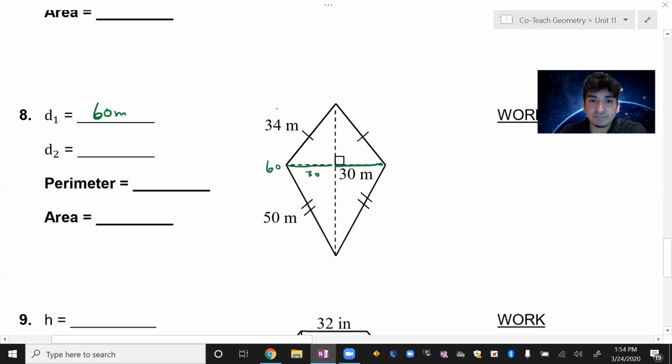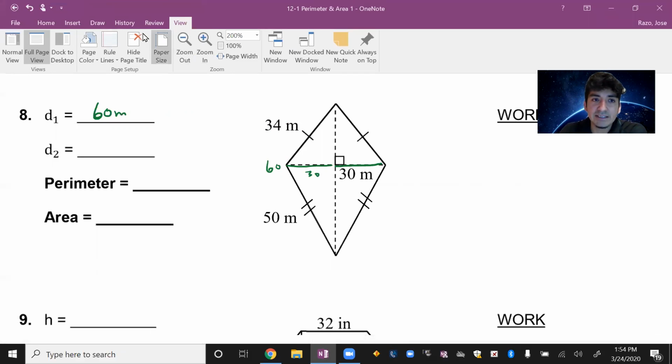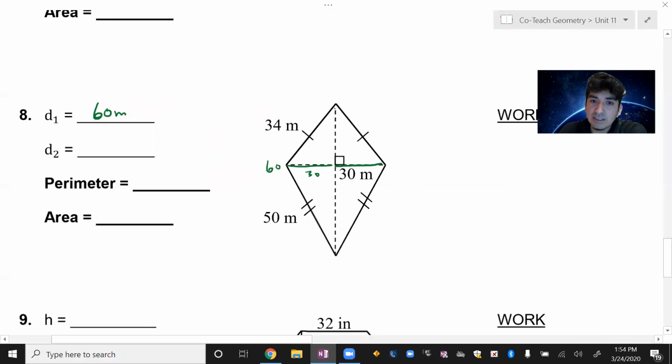Now, the second diagonal, let me draw in blue, is this one right here. But if you notice, this diagonal was actually a little bit longer due to these two lines right here that have to be extended out a little bit further, especially the 50. So I don't know this height and I don't know that height. So I don't know the diagonal of my kite.